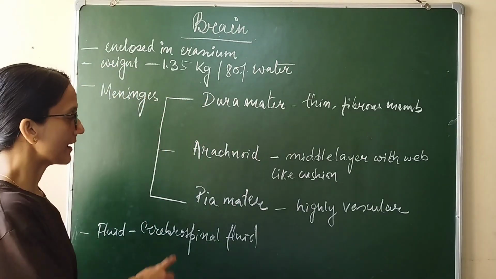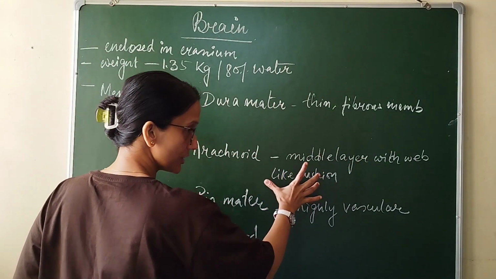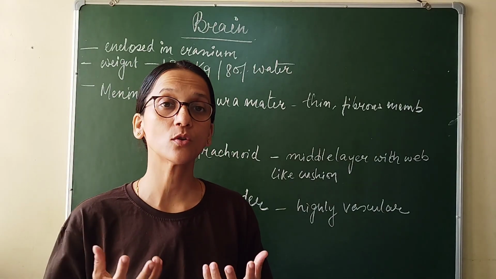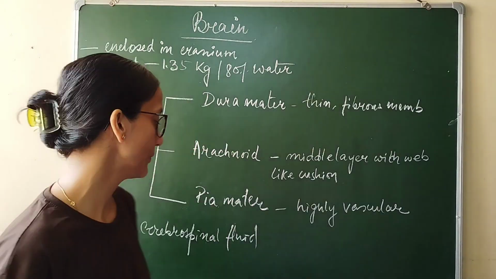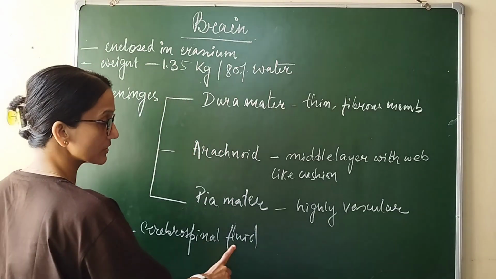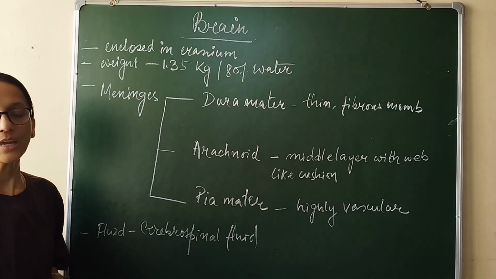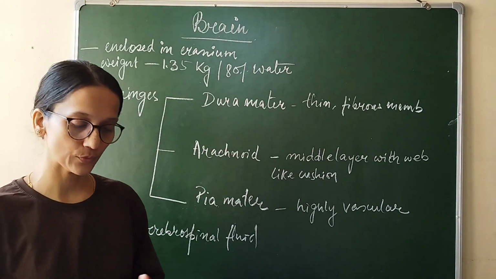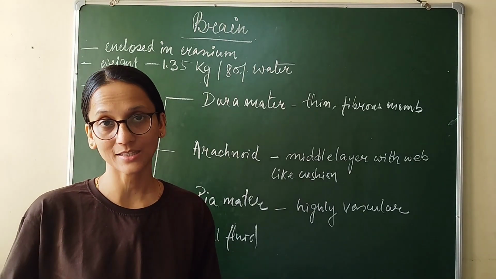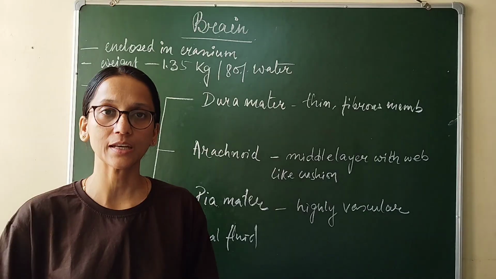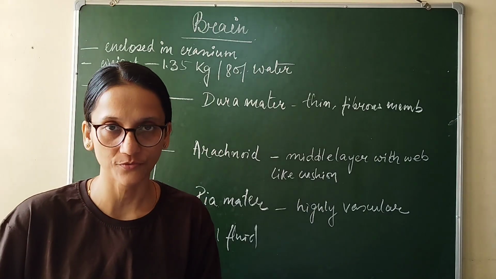Now I said arachnoid has a web-like cushion-like structure present in it, because in this cushion-like structure it holds a fluid, and that fluid is the fluid of the brain called the cerebrospinal fluid. It is also known as CSF. This is a very, very important fluid because it first and foremost protects the brain from mechanical injury. It also provides nourishment to the brain and also helps in taking away waste from the brain.